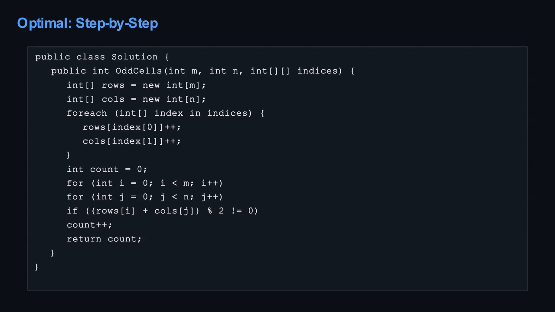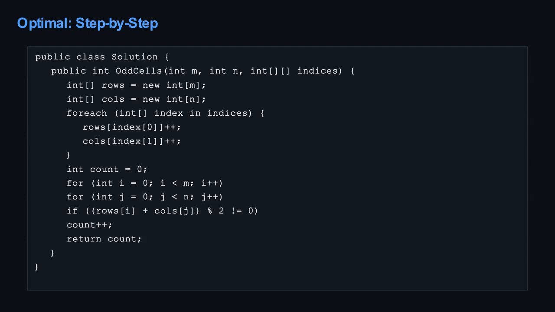We iterate m by n. For cell 0, 0, rows at 0 plus cols at 0 is 1 plus 0, which is 1, odd. Count. For 0, 1, rows at 0 plus cols at 1 is 1 plus 2, which is 3, odd. Count. For 0, 2, rows at 0 plus cols at 2 is 1 plus 0, which is 1, odd. Count. And similarly for the second row.